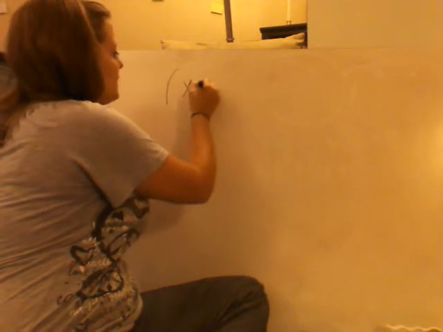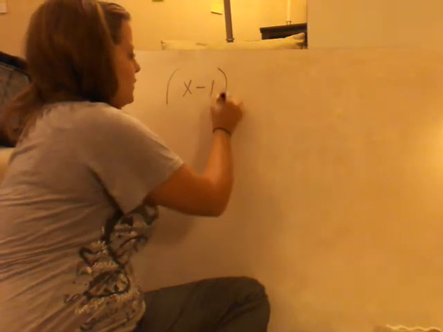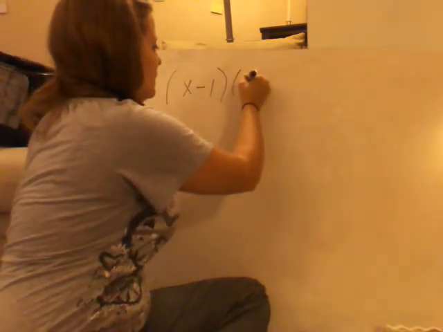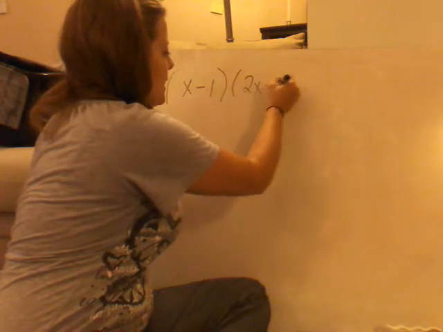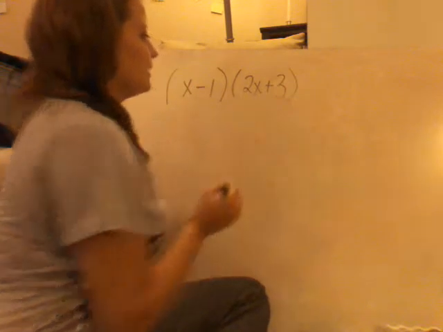Okay, binomials. Let's start out with an easy one. We'll say x minus 1. One of these days I'll learn how to make a good parenthesis. Alright, x minus 1 times 2x plus 3. That looks good.